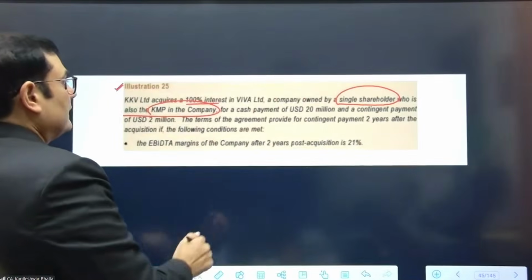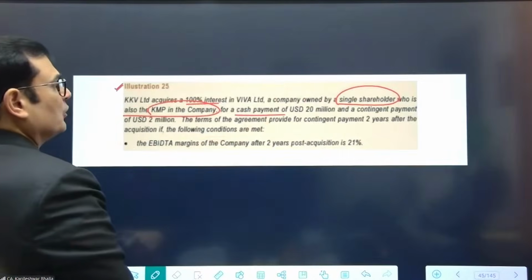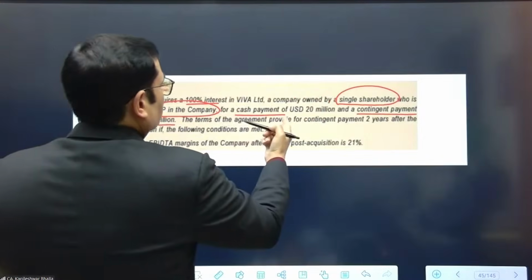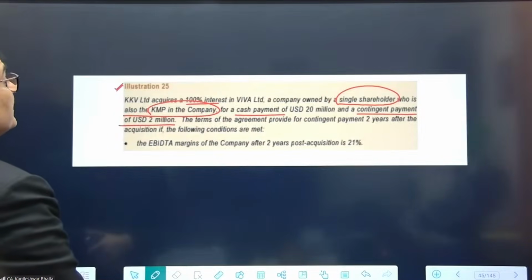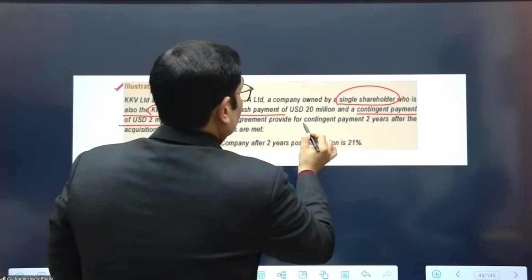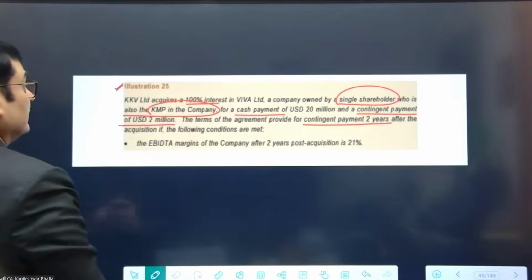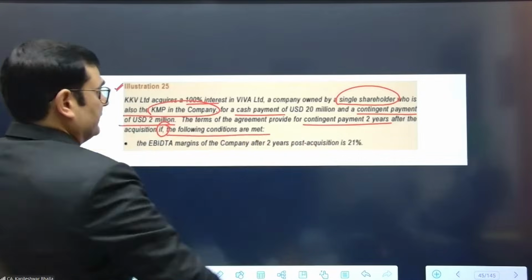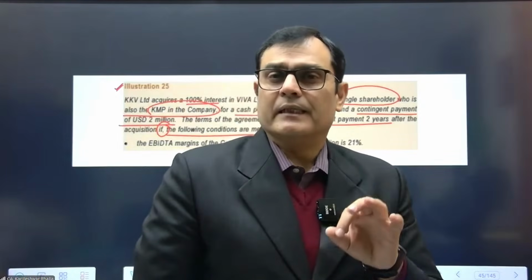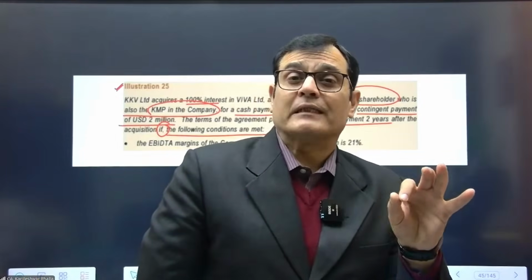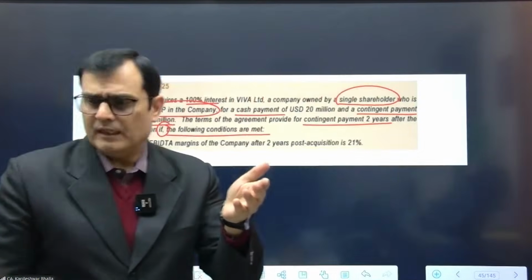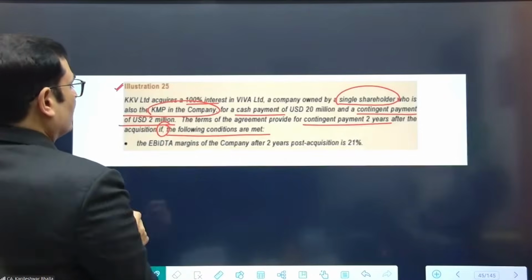It says for a cash payment of $20 million and a contingent payment, which is $2 million. So this cash payment is given right now. And then it says a contingent payment of $2 million. The terms of the agreement provide for a contingent payment 2 years after if the following conditions are met. Quick question, is it DC or is it CC? It very clearly tells you it's a contingent payment if the following conditions are met. DC or a CC? Undoubtedly CC. Then it says, what are the conditions?